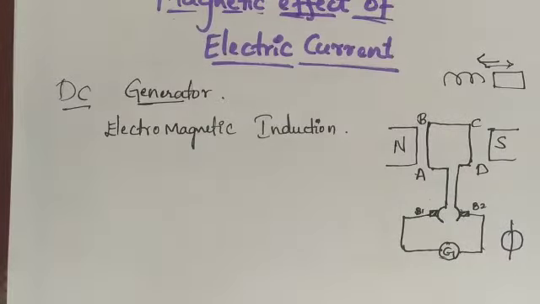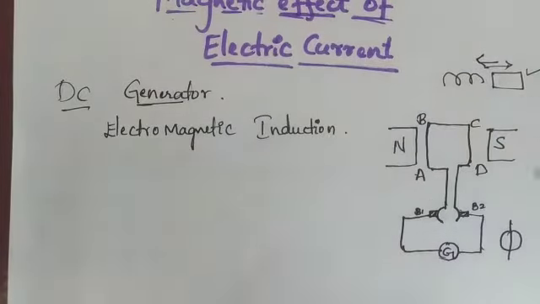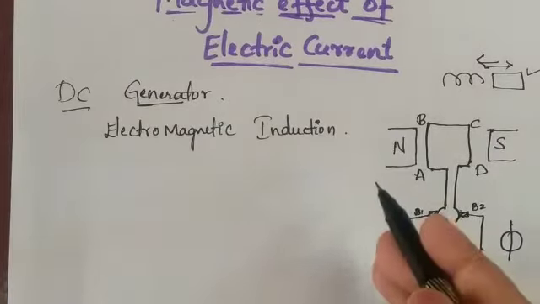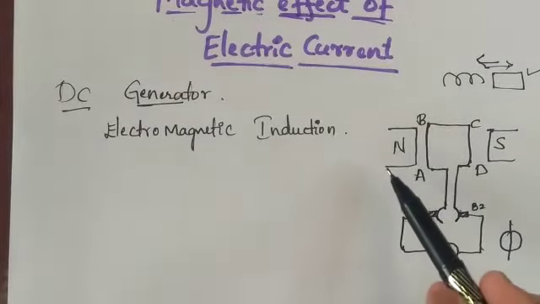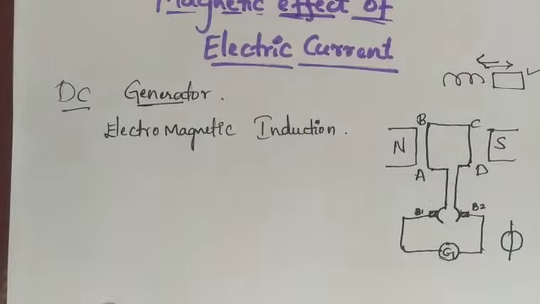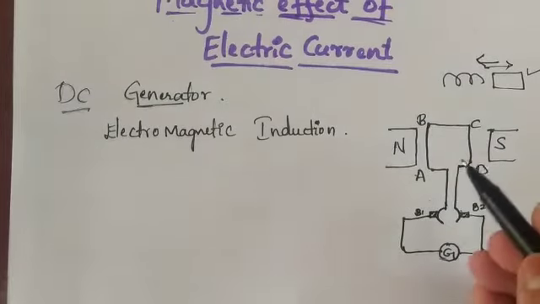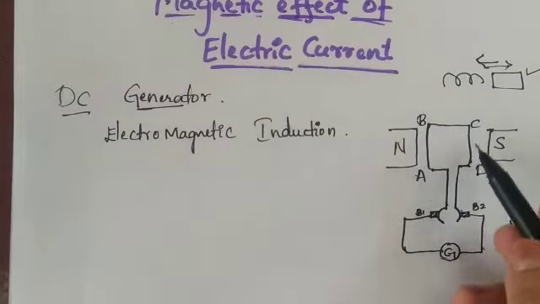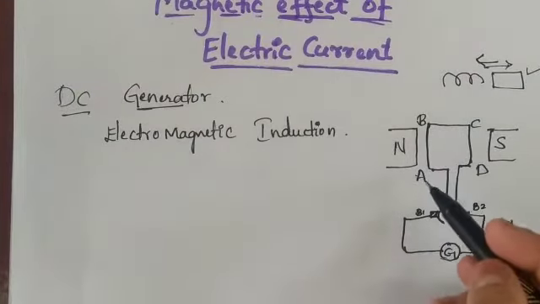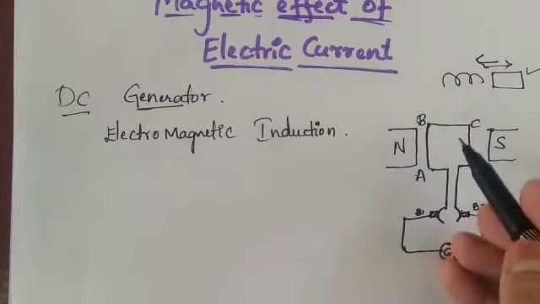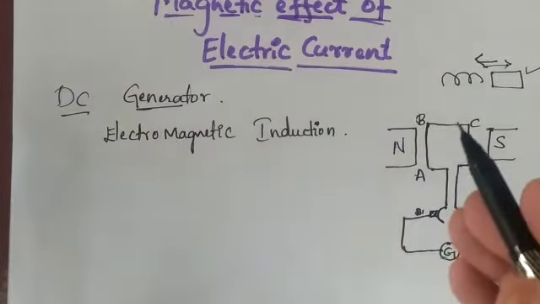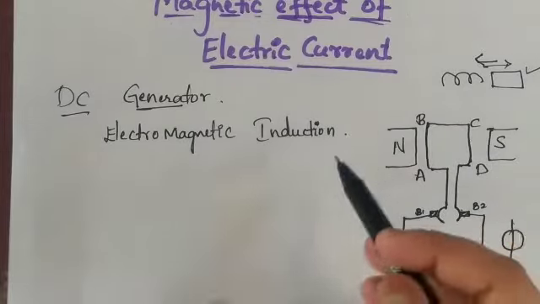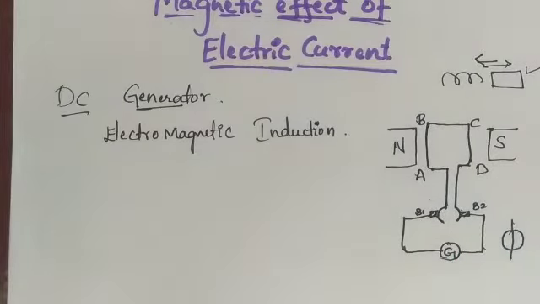In this case, we are not changing the magnet. Previously we were changing the position of the magnet, moving it into the coil or out of the coil. In the DC generator, we can't do that. Only the armature is changed, and the armature is nothing but the coil. When you rotate the coil, there is a production of current inside this circuit.